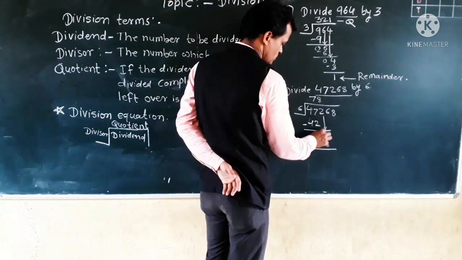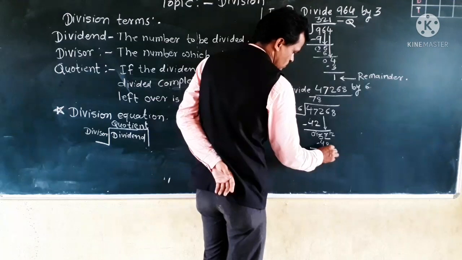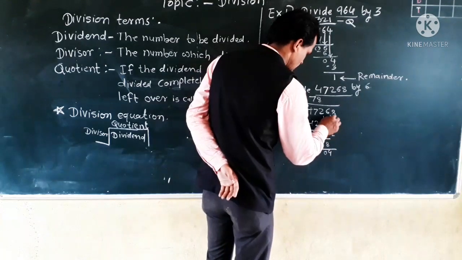So 2 minus 8 not possible. So put this borrow here, 4. Here 12. 12 minus 8, 4, and 4 minus 4, 0. So now next digit, take it down.